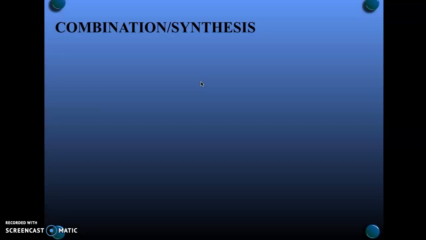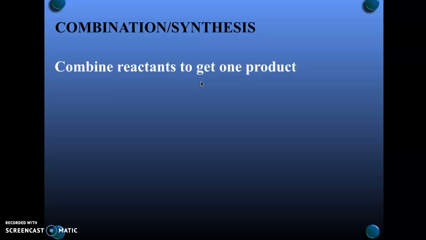Okay, so here's the first type. It's combination and synthesis. They're the same reaction, just two different terms for them, and you should know both. I usually just say combination reactions, but it depends on where you look. In a combination reaction, you combine reactants to get one product, and that's the key here. This is how you identify this type of reaction: it has only one product. So the basic format looks like this.